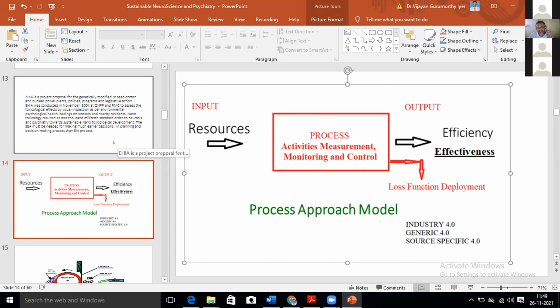Even if you see the chemotherapy and the manipulation of the cells, the curing of the cancer cells, all these things have involved only effectiveness, that is the ability to achieve the desired result. They are not focused on the efficiency, that is output by input, so that the toxicological effects can be minimized. The loss function deployment is the toxicological effects. So this should be minimized.